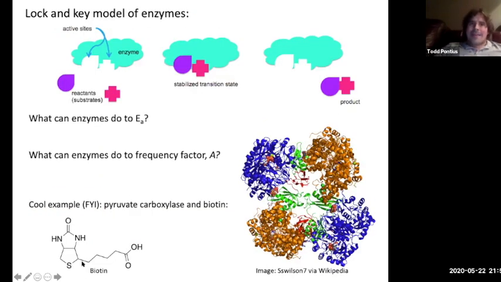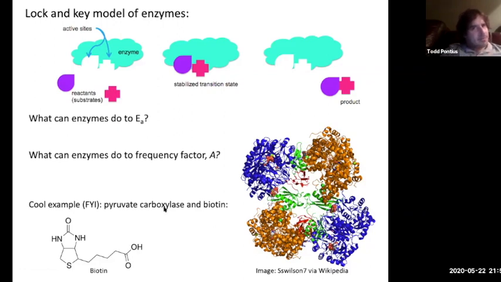Going back to that idea of having a very precise fit, this gives us something called the lock and key model of enzymes. This model suggests that you have these very specific shapes, these specific active sites that are designed for particular chemical motifs and particular chemicals. So if you have a substrate that fits in, it will lock into place in this molecule and be able to react.